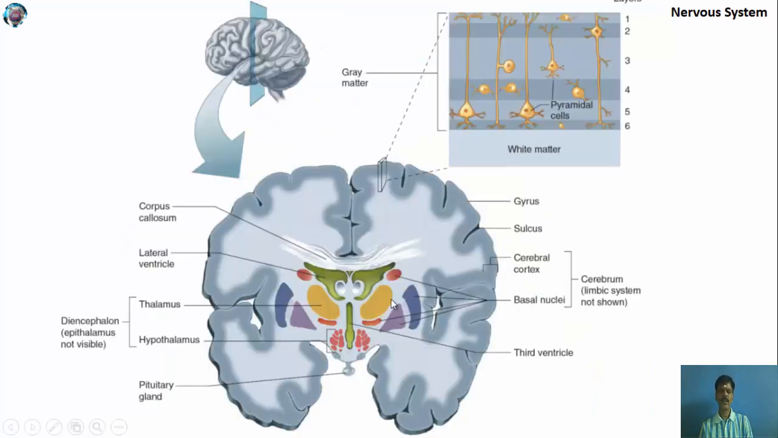Okay, then this is another cross section of the brain. Here also you can see the presence of lateral ventricles, third ventricle and fourth ventricle.